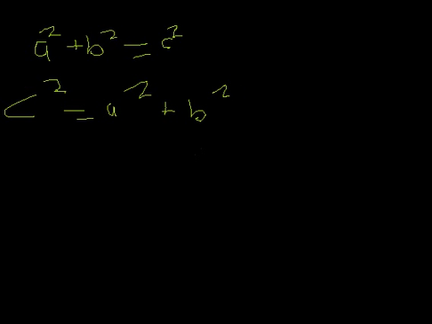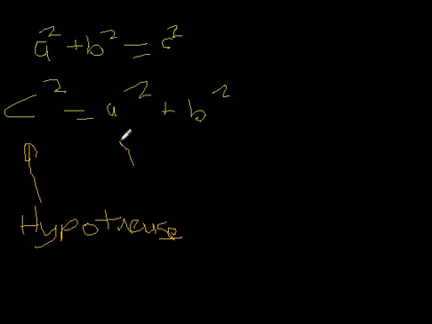Alright, so c represents the length of the hypotenuse. What is a hypotenuse? Hypotenuse is the longest side of the triangle. So the hypotenuse is represented as c, and a and b are represented as the other lengths, the other sides.